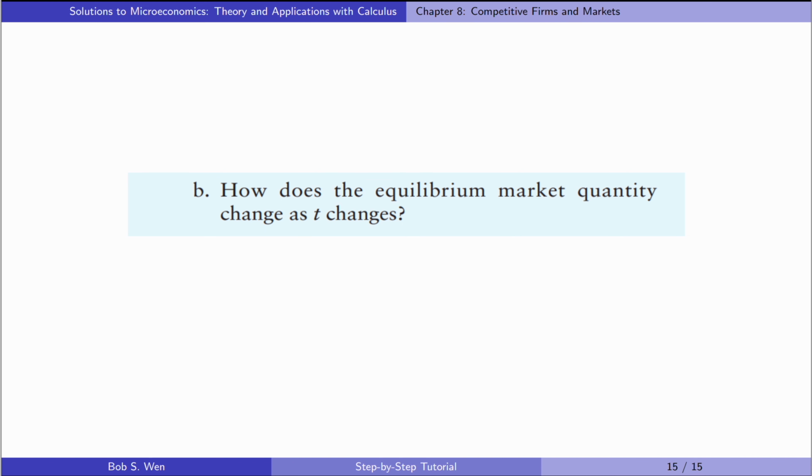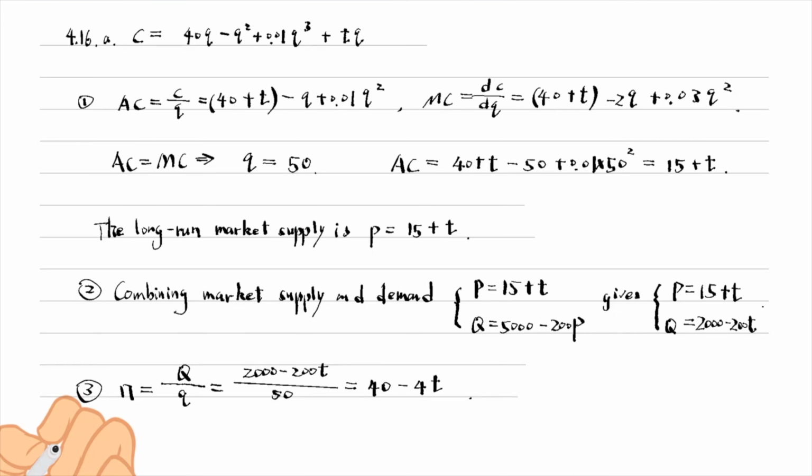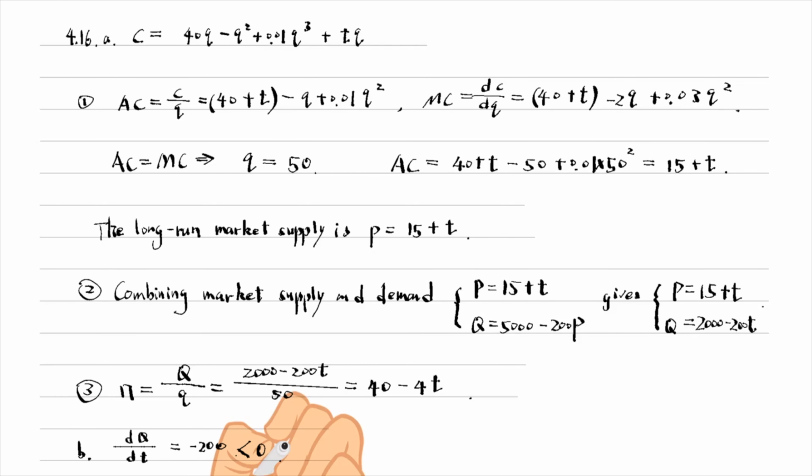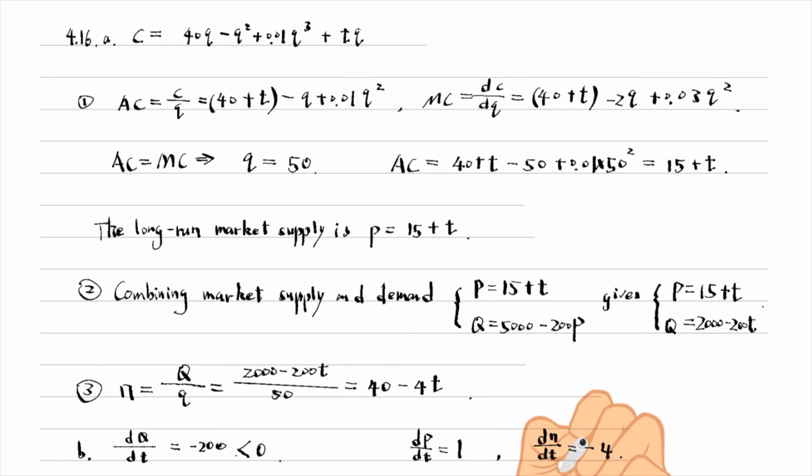In part B, how does the equilibrium market quantity change as T changes? We use calculus to find the answer. The derivative of the equilibrium market quantity with respect to T is negative 200. As specific tax increases by 1 unit, the equilibrium market quantity falls by 200 units. We can also find how the equilibrium market price and the number of firms change as T changes.